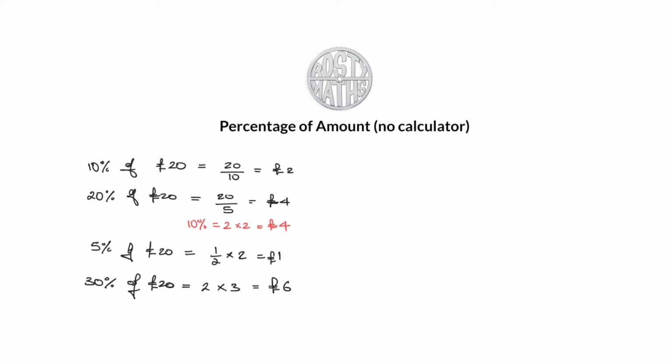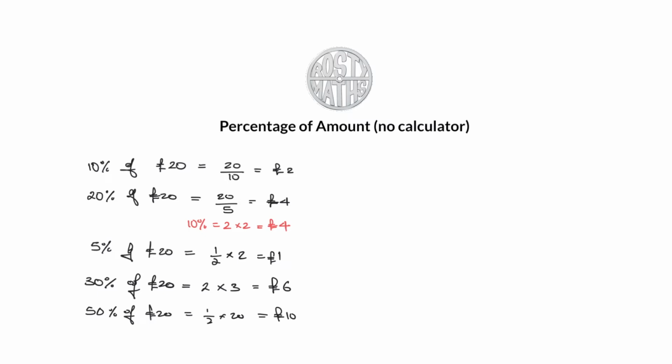Last of all, on this section that I'm doing, I'm just going to go for 50%. 50% is super easy. So 50% of that same £20 is going to be half of £20, which is going to be £10. All right.